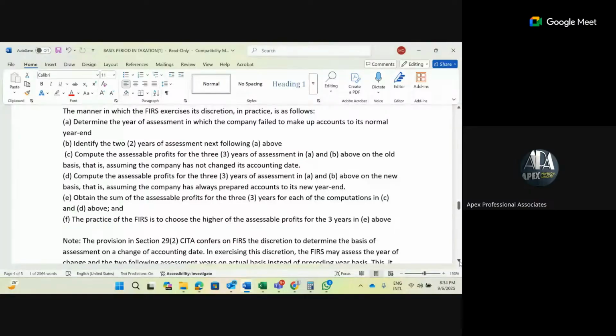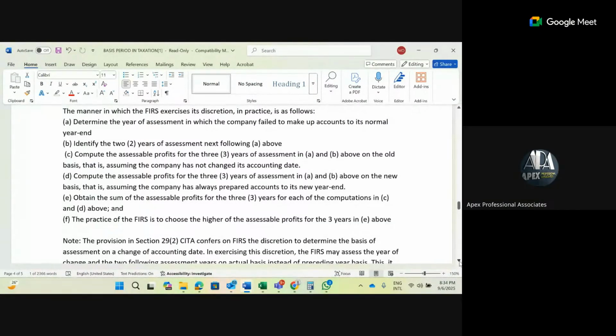E is to now obtain the sum of the assessable profit for the 3 years of assessment. You are going to total what you get in C. You are going to total what you get in D. That is what you are doing in E. F is now right of election. And I told us that FRS, they are the ones that have the right of election. And generally, if you are the one that is working in FRS, you are the one that has the right of election in change of accounting date.